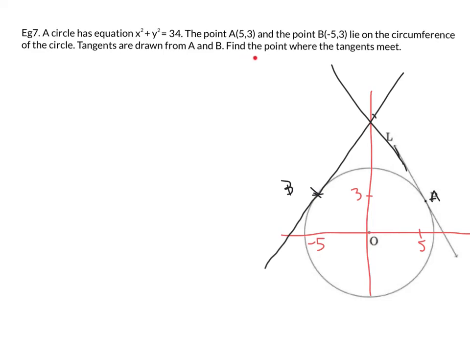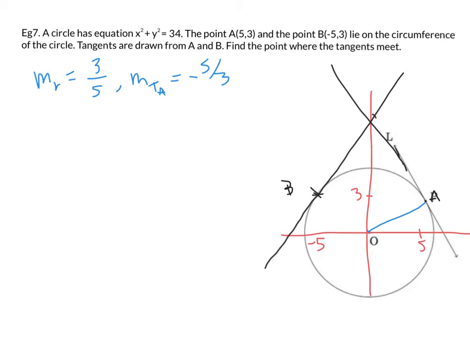Okay, we've got to find the points where the tangents meet. So the first line is going to be just repetition of the last two examples. Find the gradient of the radius. So the gradient of the radius is going to be the rise, the change in the y, which is 3, divided by the run, the change in the x, which is 5. So that means the gradient of the tangent at A, so m subscript t subscript A, is equal to -5/3.